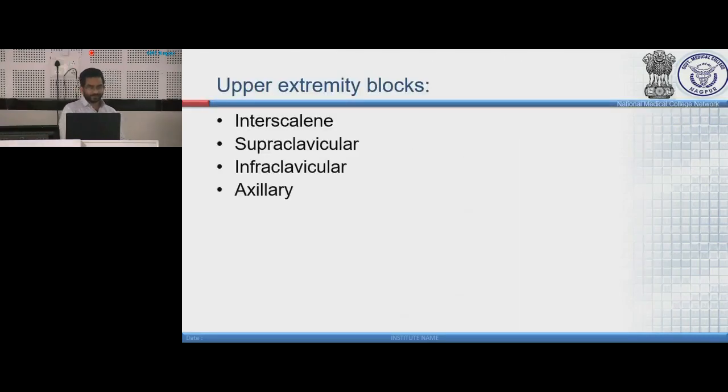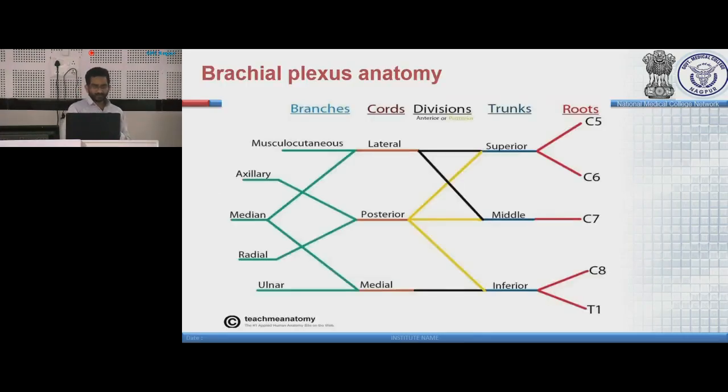Upper extremity blocks: interscalene, supraclavicular, infraclavicular, and axillary blocks. Brachial plexus anatomy: the brachial plexus is formed by spinal nerve roots C5, C6, C7, C8, and T1. C5 and C6 form the superior trunk, C7 forms the middle trunk, C8 and T1 form the inferior trunk. Then the trunks divide into anterior and posterior divisions, a total of 6 divisions. Then they regroup into cords: lateral cord, posterior cord, and medial cord. And it gives in the axilla terminal branches, that is axillary, median, radial, ulnar, and musculocutaneous nerves.